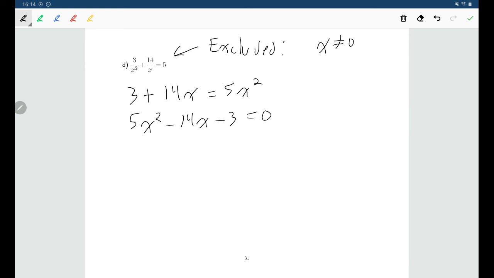And again, you can solve by factoring, or you can solve in whatever way that you'd like. For this, I'll solve by factoring. I'd be looking for numbers that multiply together to give me 5 times negative 3, which is negative 15. And the numbers that I'm looking for need to add up to negative 14. So those two numbers would be negative 15 and positive 1.